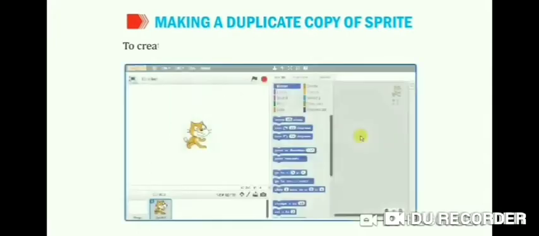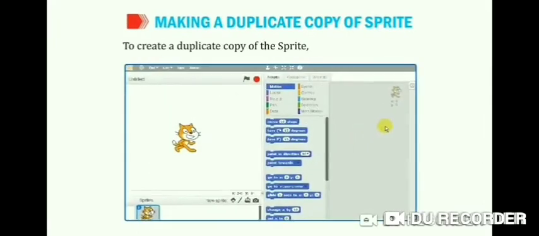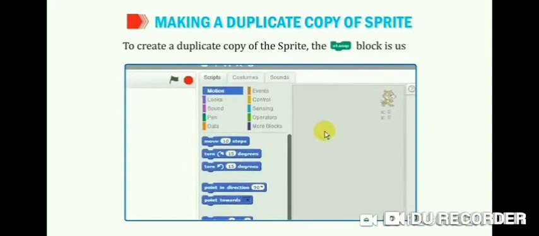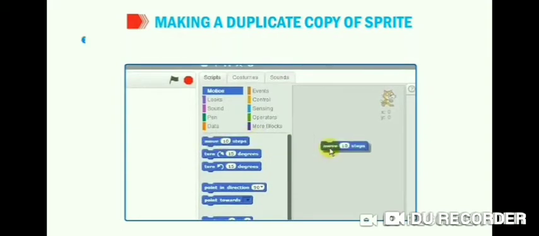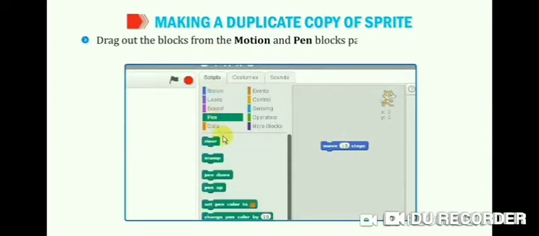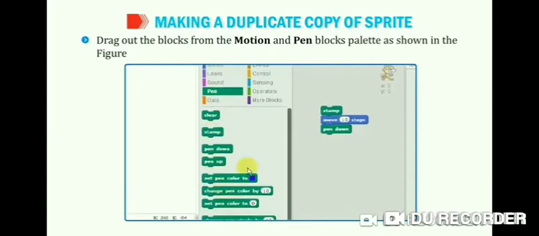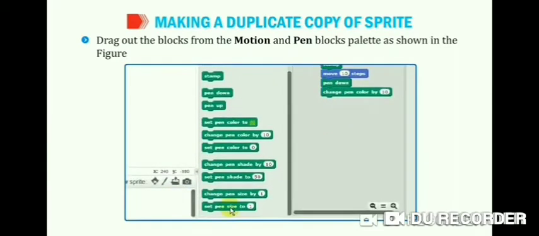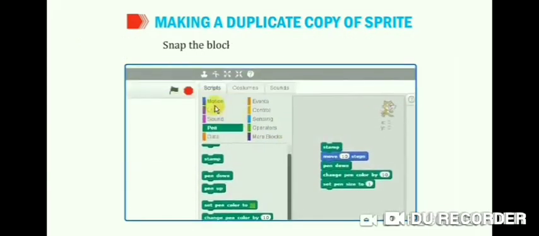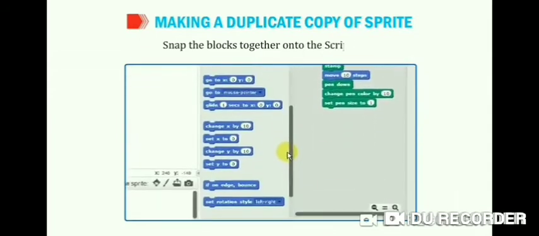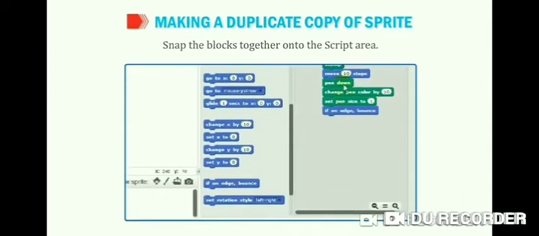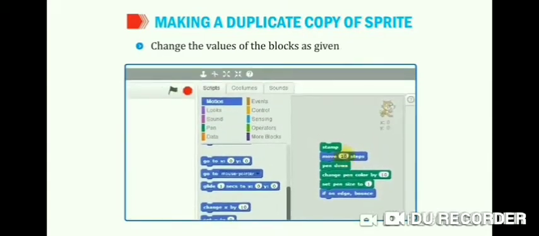So, topic is making a duplicate copy of sprite. To create a duplicate copy of the sprite, the stamp block is used. Okay, so drag out the blocks from the motion and pen block palette. I'm just dragging as shown in your book figure. Firstly stamp, then move 50 steps, then pen down, then change pen color, then set pen size, then if on edge bounce. Okay, snap the blocks together on the script area. I'm just snapping it. Now change the values of the blocks, okay, as shown in the figure in your book.